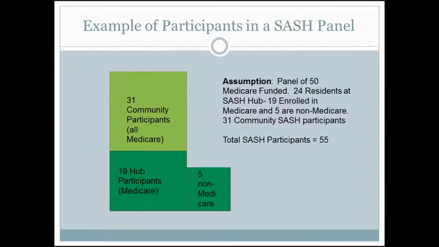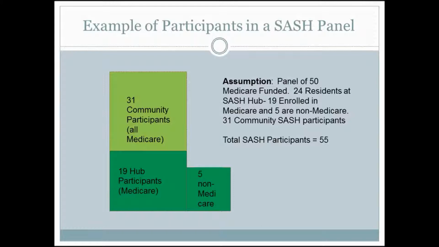They figured out that of their 24 residents, 19 were enrolled in Medicare, and they had 5 residents that were non-Medicare. What's important here is that at the end of the day, because Medicare is funding a half panel of SASH, we have to have 50 Medicare beneficiaries. In this particular situation, the majority of Butterfield Commons' participants, this is just an example, are going to end up being community participants because they only have 19 Medicare residents in their actual hub site.